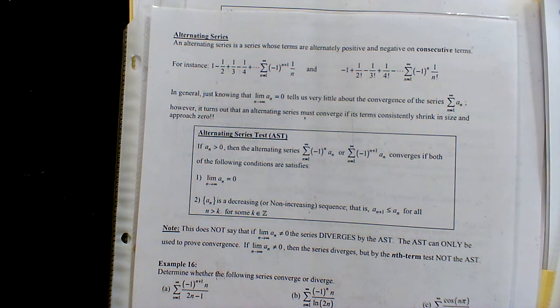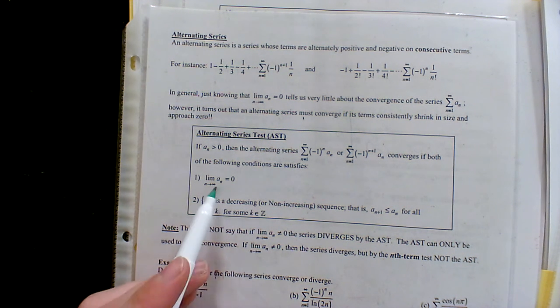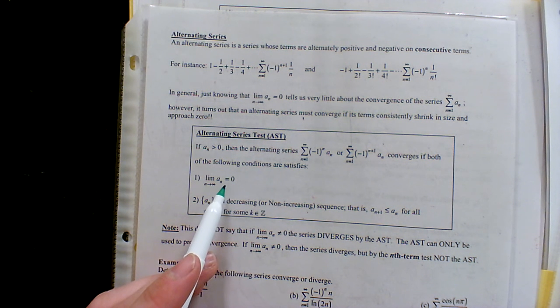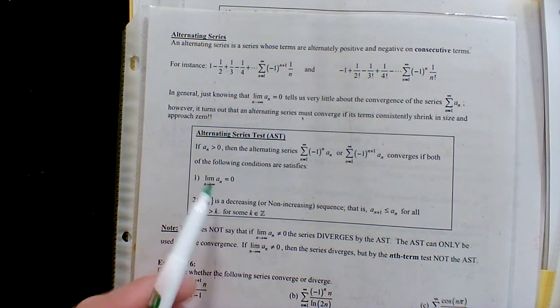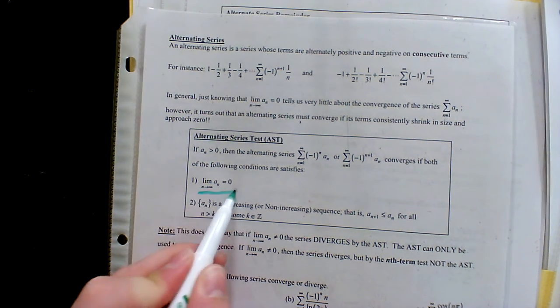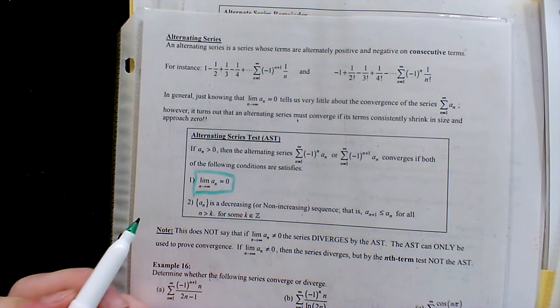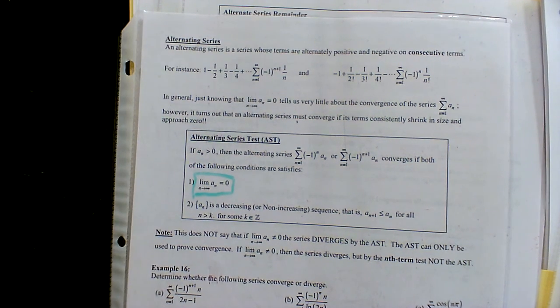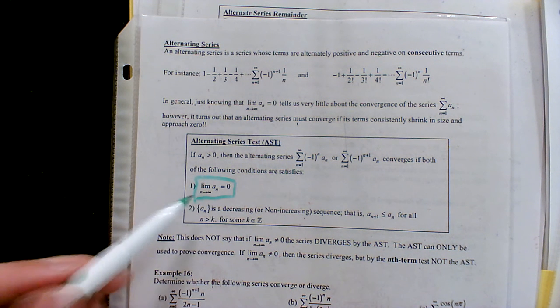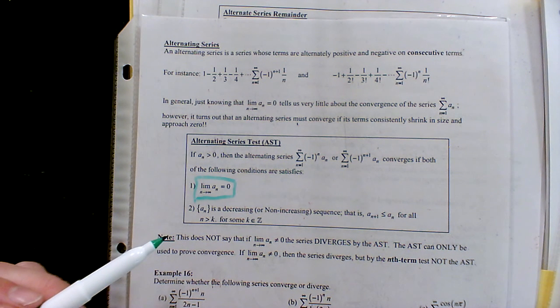If the limit of an is equal to 0. So again, if you take a limit of something and it's not equal to 0, do you remember what test that is? Okay, that deals with the nth term test. Well, now we're dealing with it if it's equal to 0. Okay? So very similar to the nth term test.